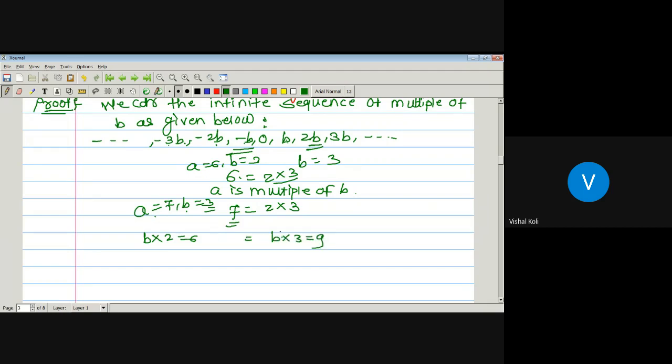Since the value of b is 3 and the value of a is 7, it is in between two multiples of 3, that is, 7 is here somewhere. So 6 is less than 7 and 7 is less than 9. From that we conclude that if a is any integer, then it is either a multiple of b or it is in between any two multiples of b. Okay, is that clear?